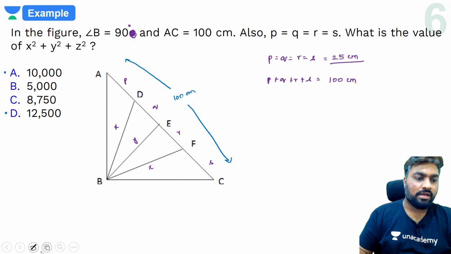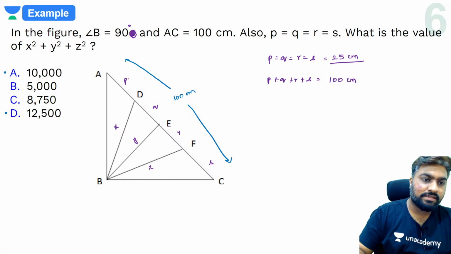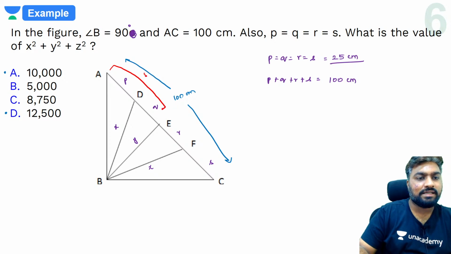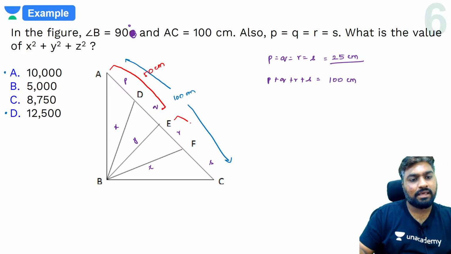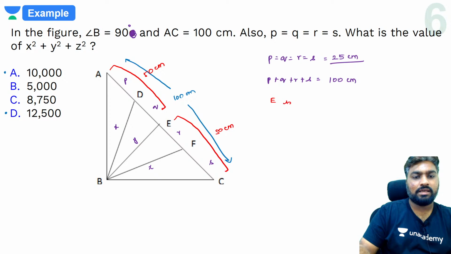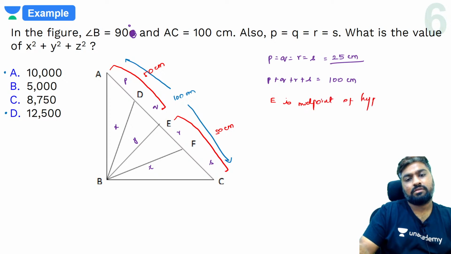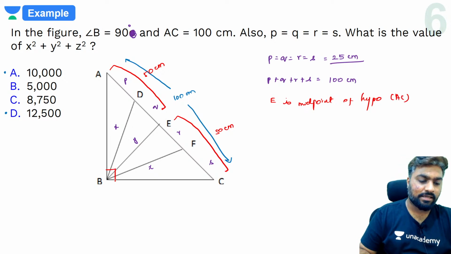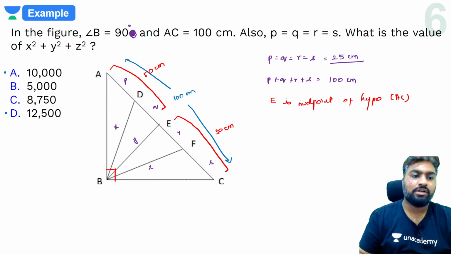ब्यूटिफुल. चलो, now what do we know? We know that if this is 25, this is 25, ये 25 है और ये 25 है, तो ये क्या हो गया? पूरा PQ मिला के. Yes, AE is 50 centimeters, EC is 50 centimeters, correct? So E is the midpoint. E is what? Midpoint of hypotenuse, correct? Of hypotenuse AC. मैं कैसे पता कि ये 90, क्योंकि ये 90 डिग्रीज है. दिस इज 90 डिग्रीज. AC is the hypotenuse.